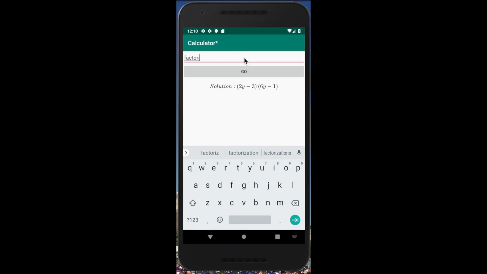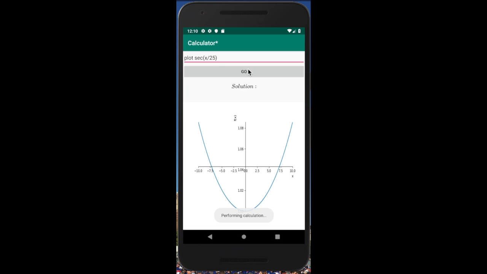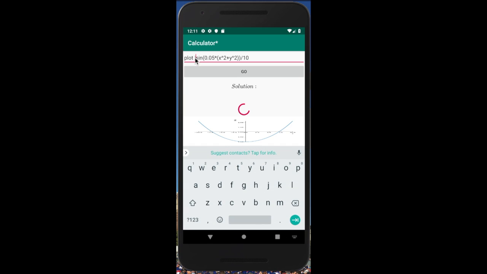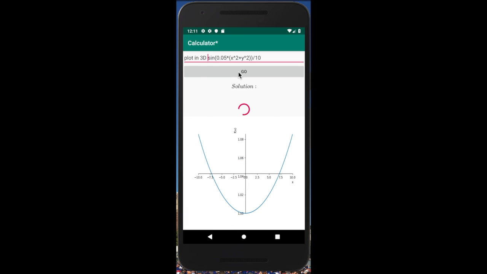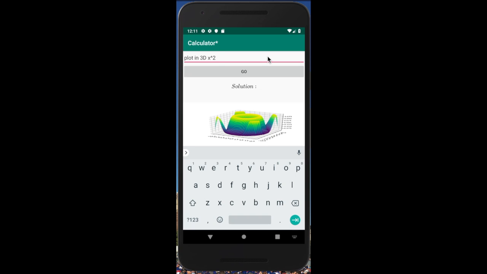Next, we're going to plot secant of x over 25. Now we're going to plot in 3D. Let's plot sine of 0.5 times x squared plus y squared over 10. Now let's plot x squared plus y minus the cube root of x squared minus 1.